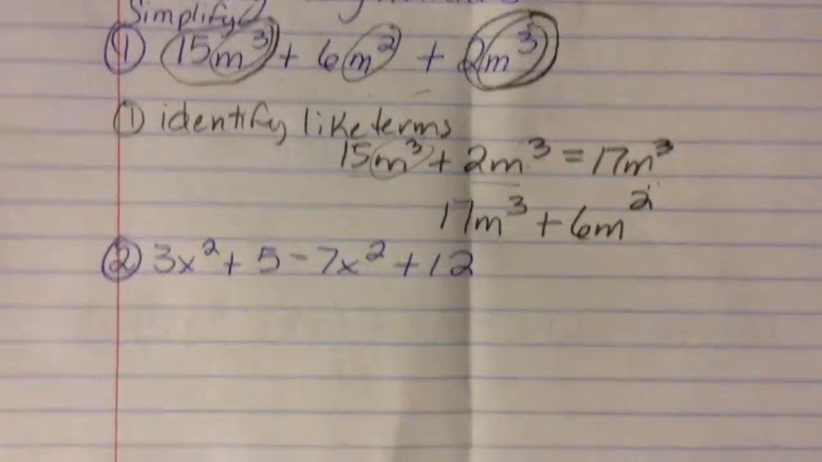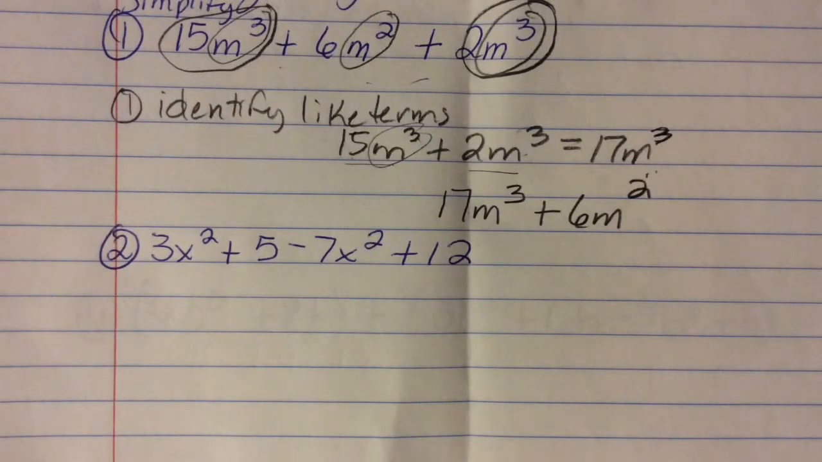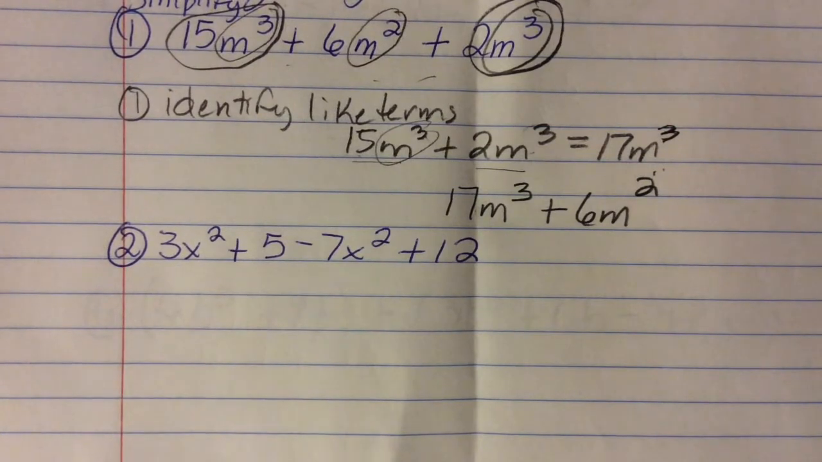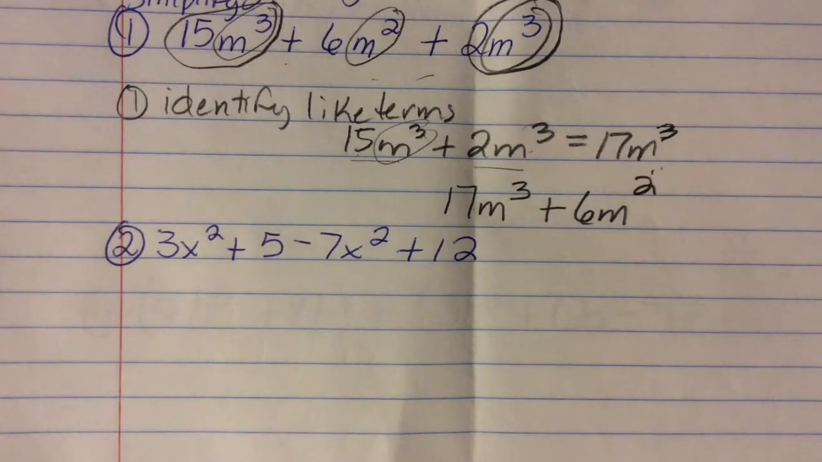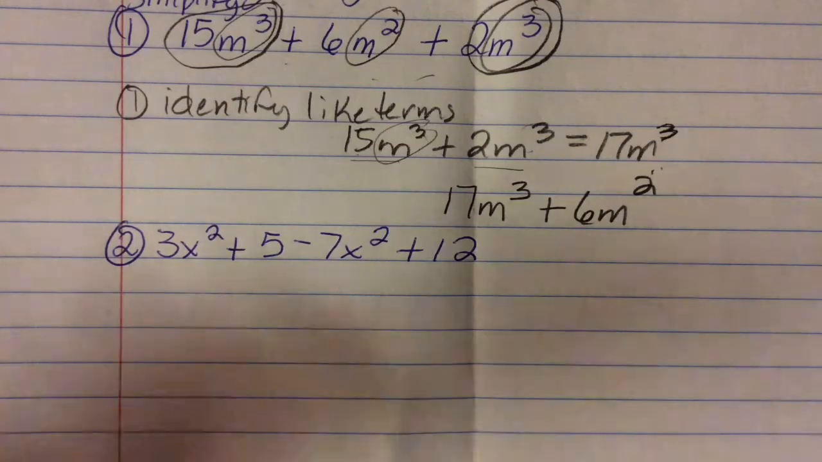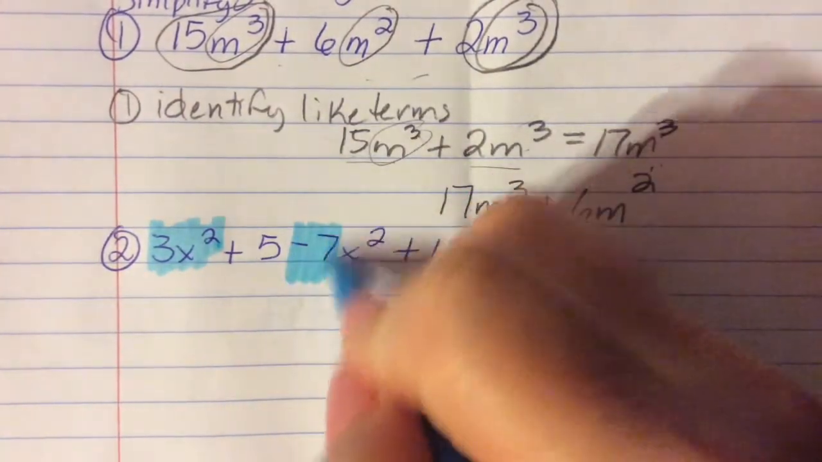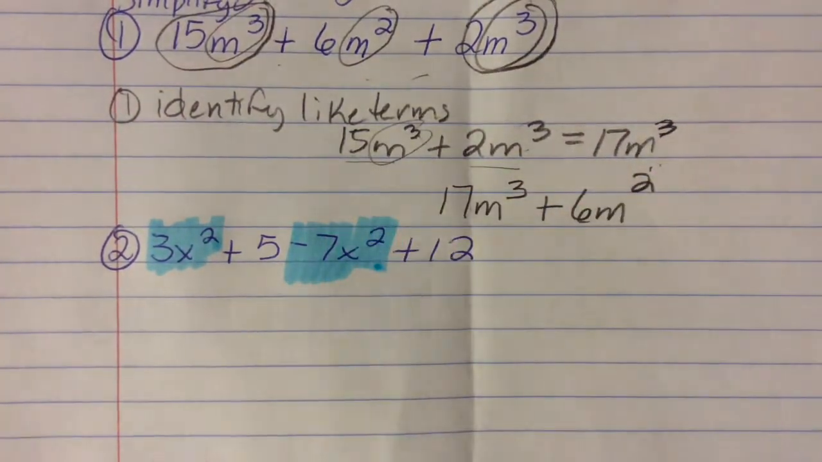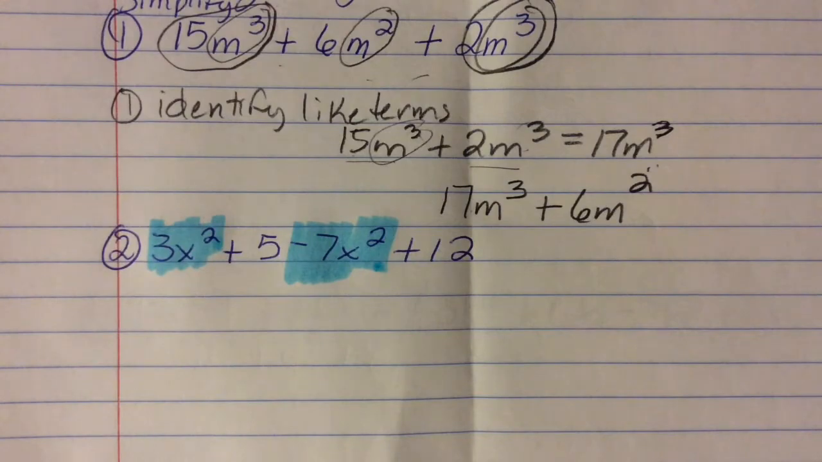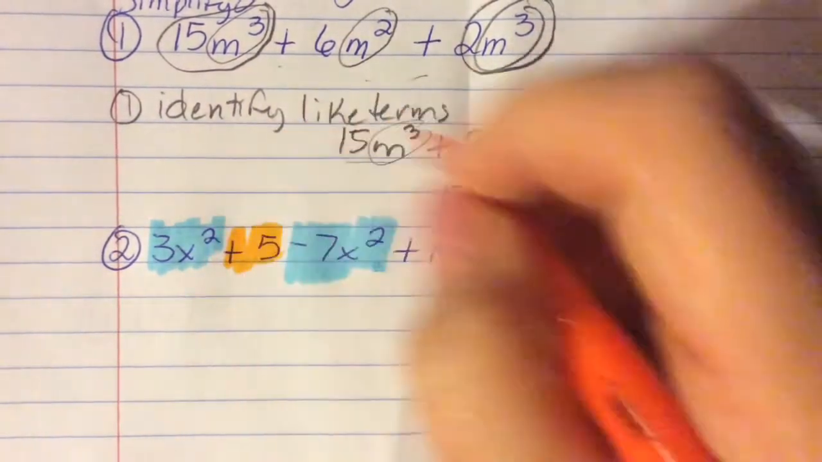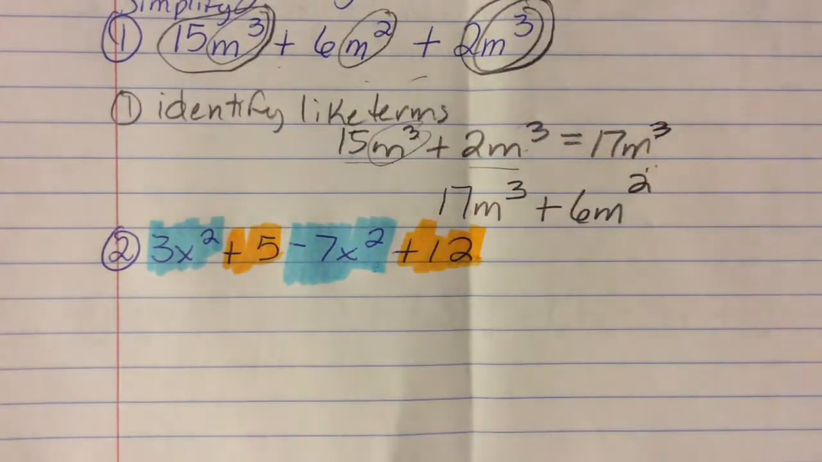Okay, let's take a look at another one. So like I said, first, identify what your like terms are. So in this one, I see that I have 3x squared, highlighted in blue, and my negative 7x squared. Remember, whatever operation is in front of the term is what sticks with it, so that's a negative. And then I also see that I have a plus 5 and a plus 12. Okay, so I'm going to combine those together.